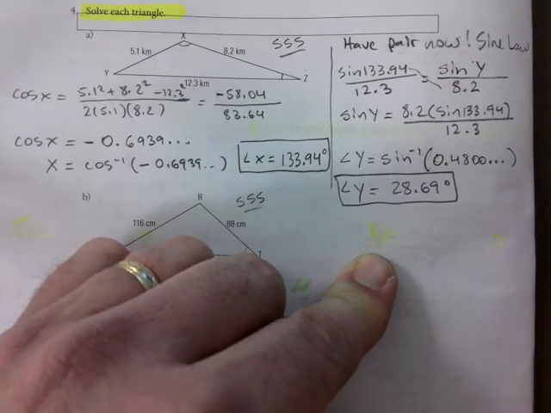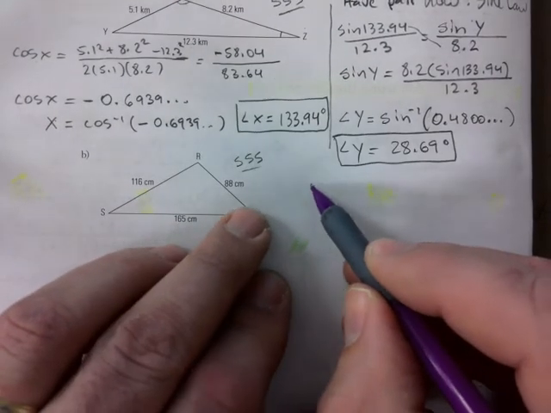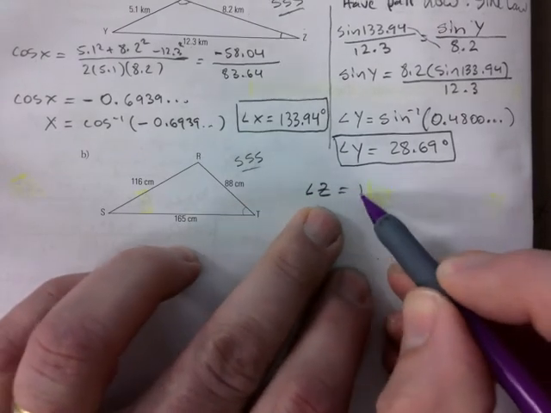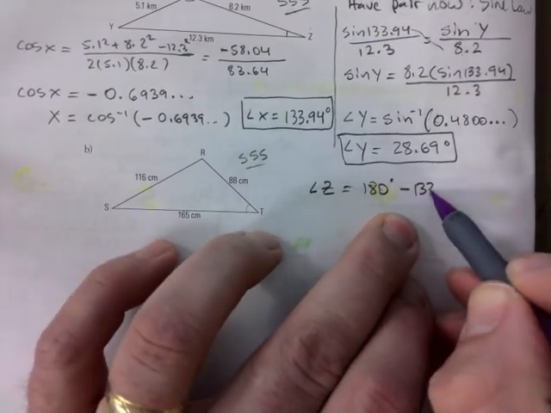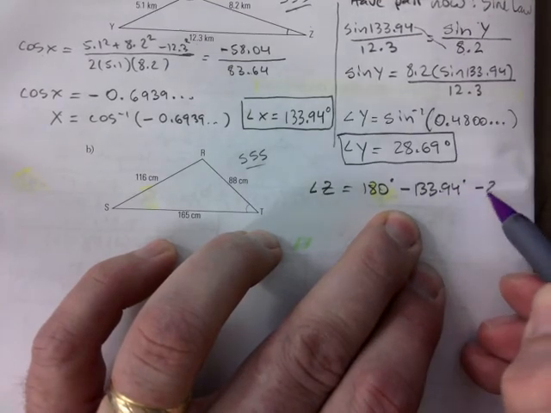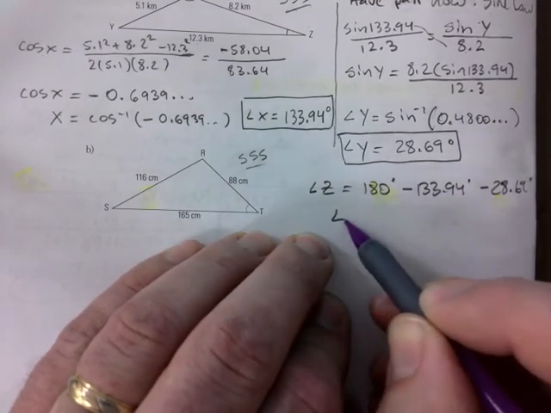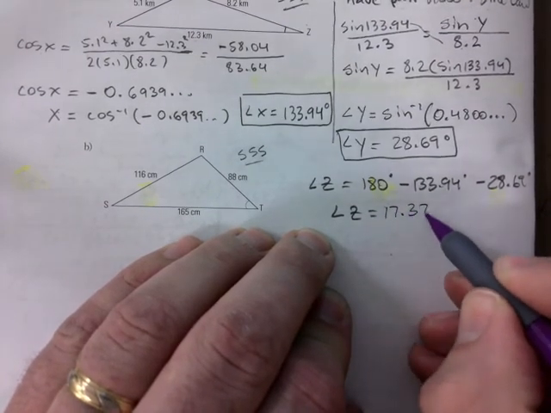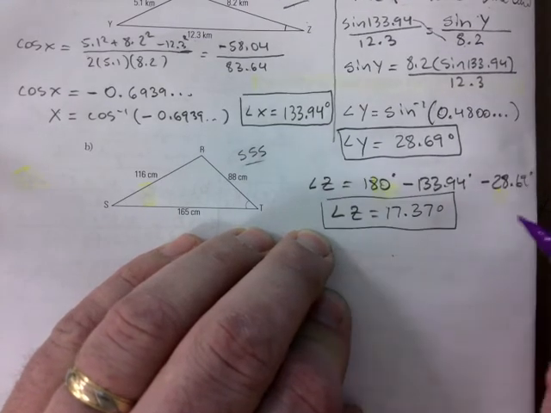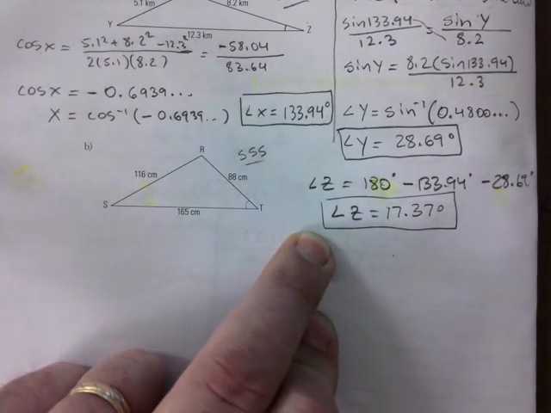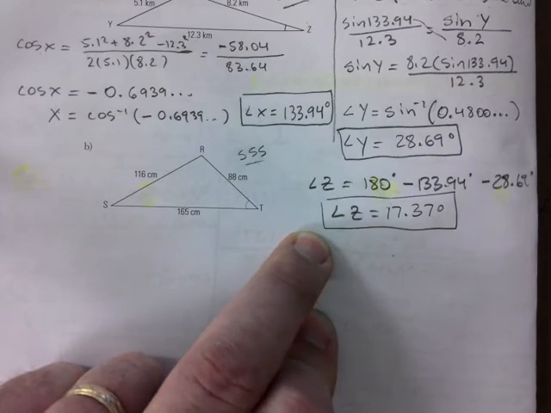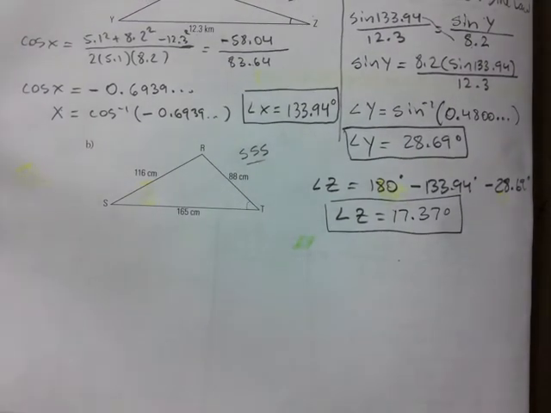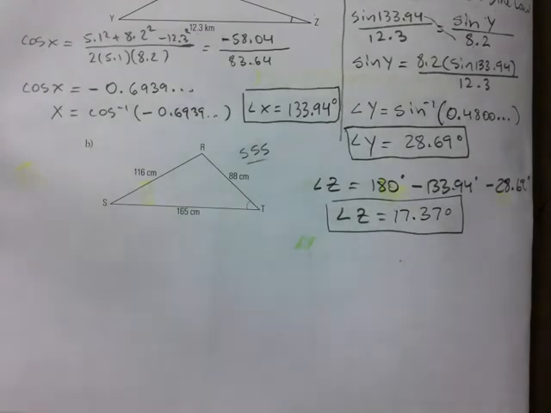You could go ahead and do cosine law for the third one, but that would be a lot of work. That is not needed. The third angle, which is Z, is simply 180 minus 133.94 minus 28.69. Z is 17.37. Sometimes if you do it in a different order, you get a slightly different final answer, but that's not a big deal. So I've solved the triangle. I've solved all three angles. That's the only thing that I could solve for because I already knew the three sides.